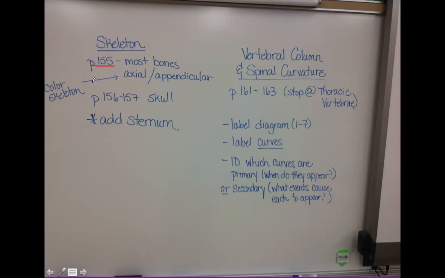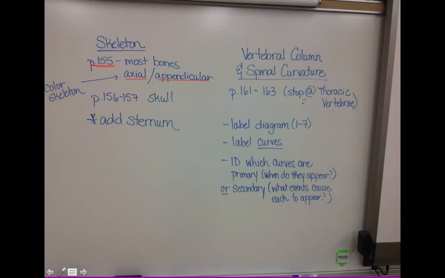In addition, the diagram on 155 shows the differentiation between the axial and appendicular skeletons. So what you're going to do is use colored pencils, one colored pencil to color the bones of the axial skeleton, and then another color for the appendicular. And this should mirror what your textbook diagram looks like.